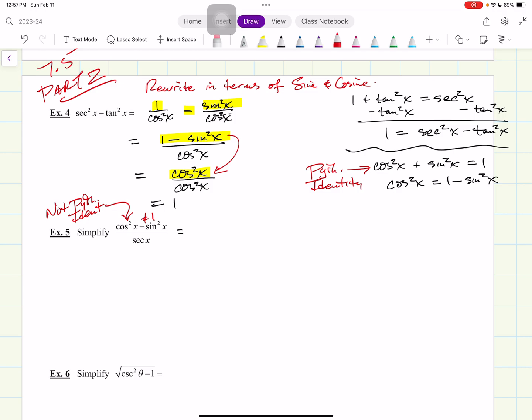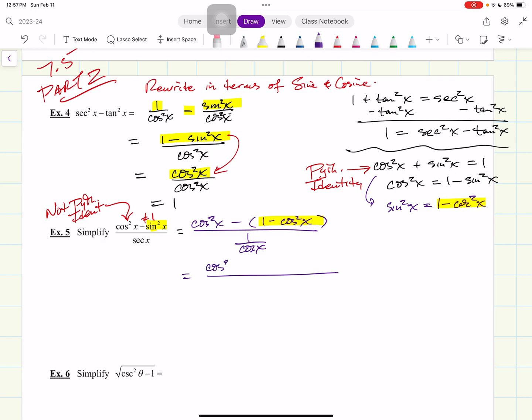I'm going to rewrite sine squared. I'm going to take my Pythagorean identity here and isolate sine squared, so sine squared x is equal to 1 minus cosine squared x. So I've got cosine squared x first, minus sine squared, but I know that the sine squared function is 1 minus cosine squared x, and notice that I put that in parentheses, divided by 1 divided by cosine x, because secant is 1 over cosine x. So let's simplify up top and see what happens, because I really don't know. So cosine squared x minus 1 plus cosine squared x.